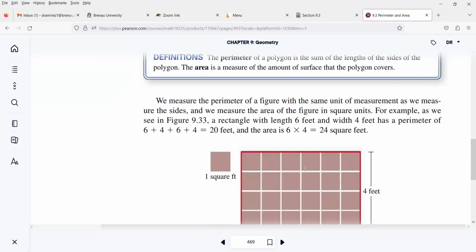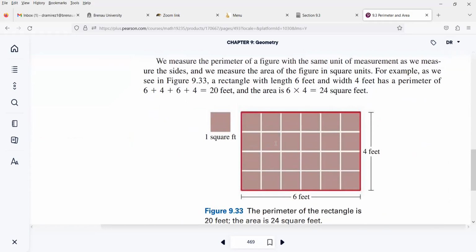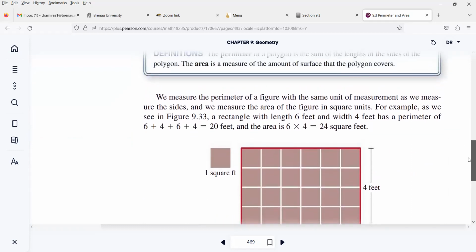For example, we see in this figure here, the perimeter is going to be 6 plus 4 plus 6 plus 4. So the perimeter of that rectangle is 20 feet. And we measure the area in square units.